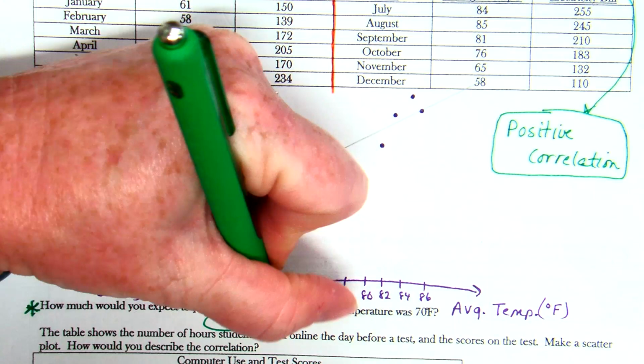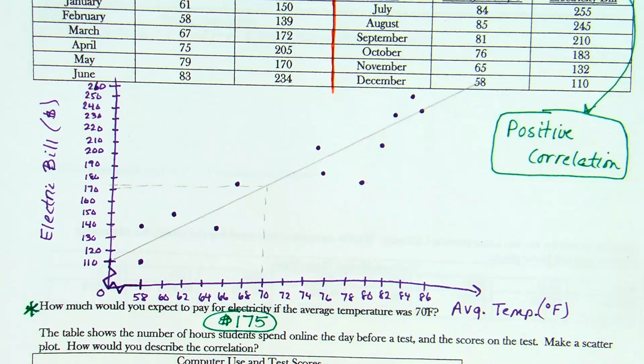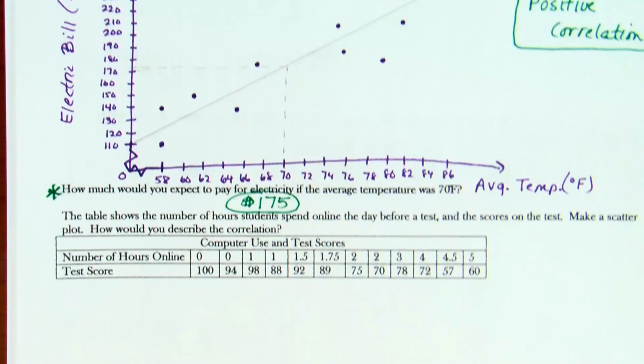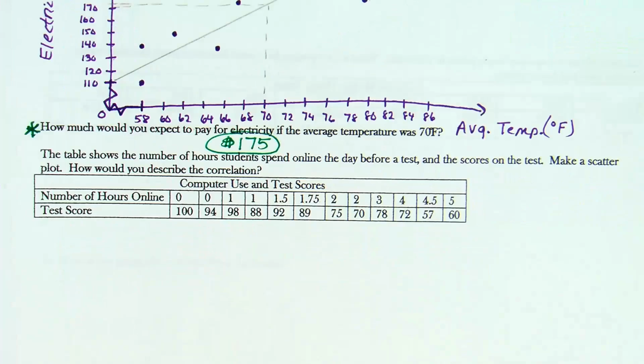Questions on that one? Okay. Before I flip to the backside, we're not going to do this scatter plot, but I just want to talk about what the correlation would be. The table shows the number of hours students spend online the day before a test and the scores on the test. Make a scatter plot. We're not doing that. How would you describe the correlation?